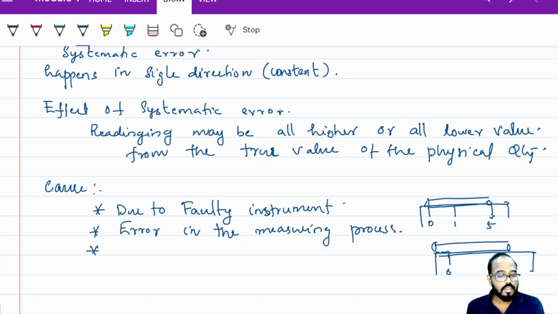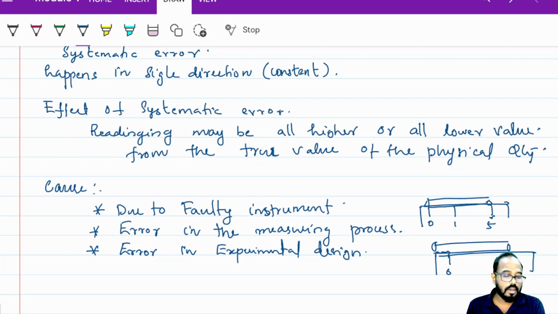Any other possibility? The third may be due to the experimental design may be wrong. There is a particular error included during the design of the experiment. So, error in experimental design. Okay, these are the possible errors.